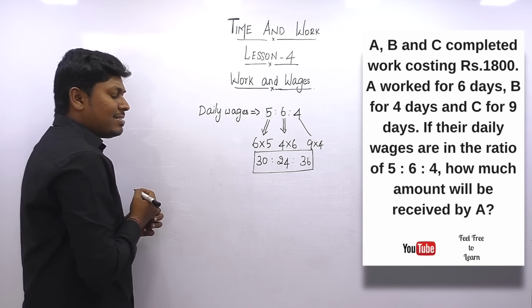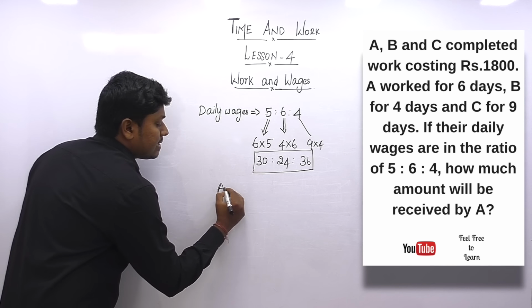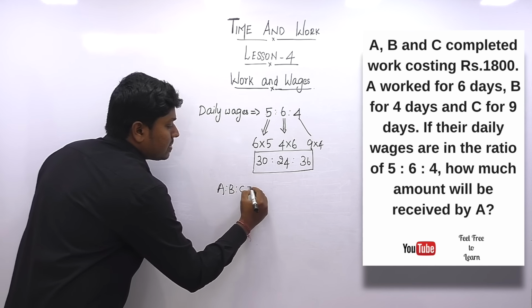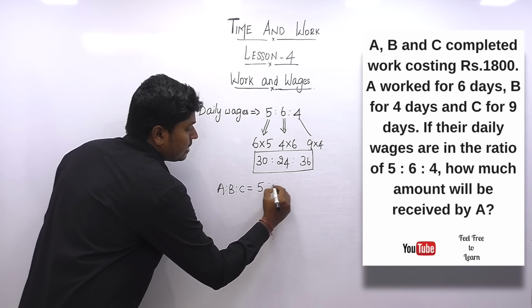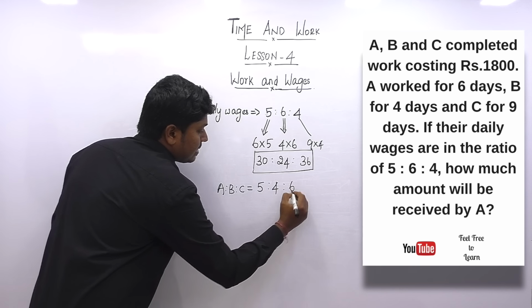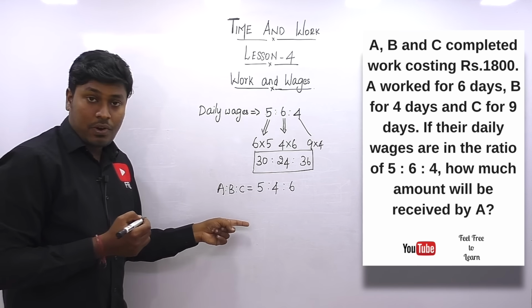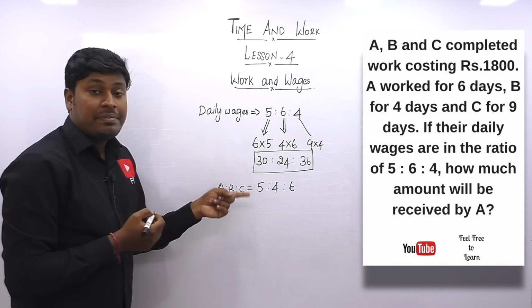I think we can cancel this with the 6 table. So when you cancel this with the 6 table, A is to B is to C equals 5 is to 4 is to 6, since 6 5s are 30, 6 4s are 24, 6 6s are 36. So finally we have found the wages are in a ratio 5 is to 4 is to 6.